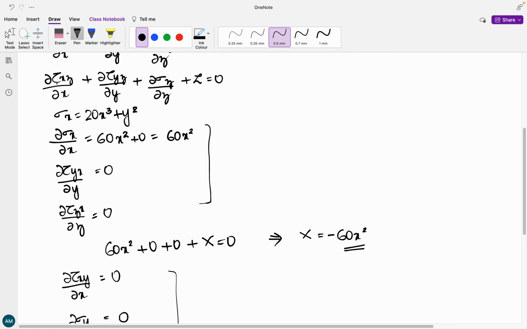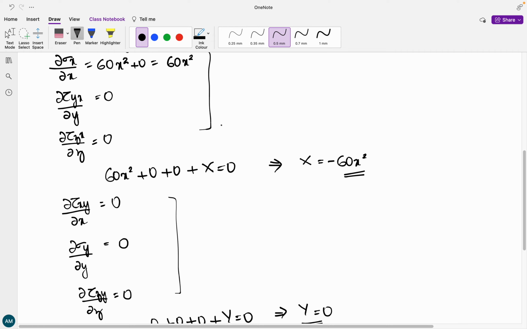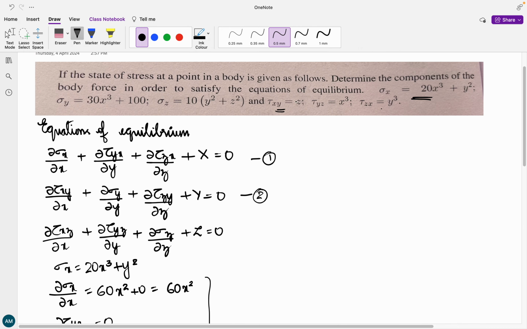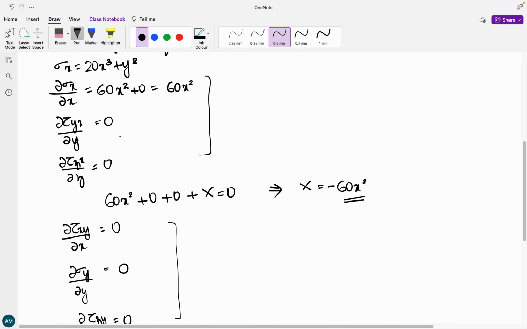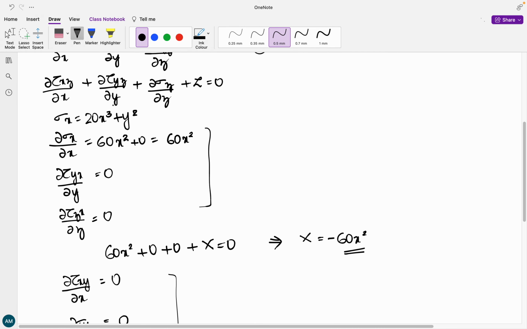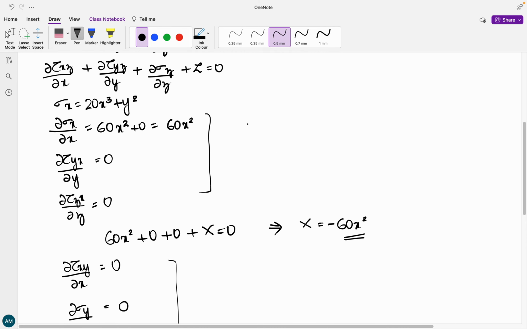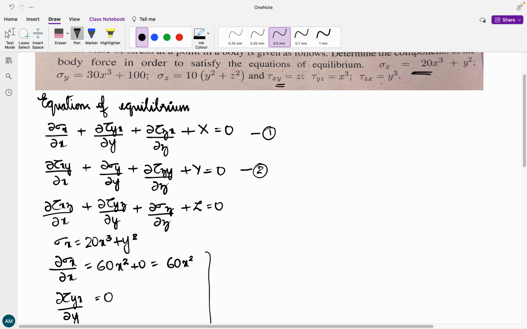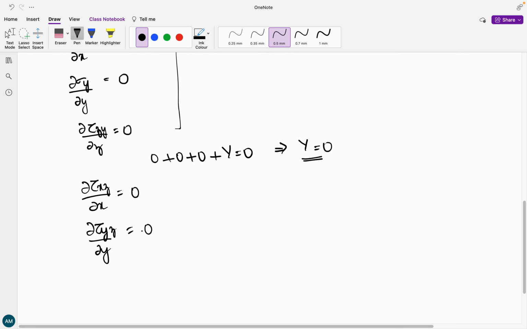Last equation, dou tau xz by dou x. What is the value of tau xz? Tau xz is y cube. Y cube differentiated with respect to x is 0. The next component is dou tau yz by dou y. Let us see what is tau yz. Tau yz is x cube. X cube differentiated with y is again 0.